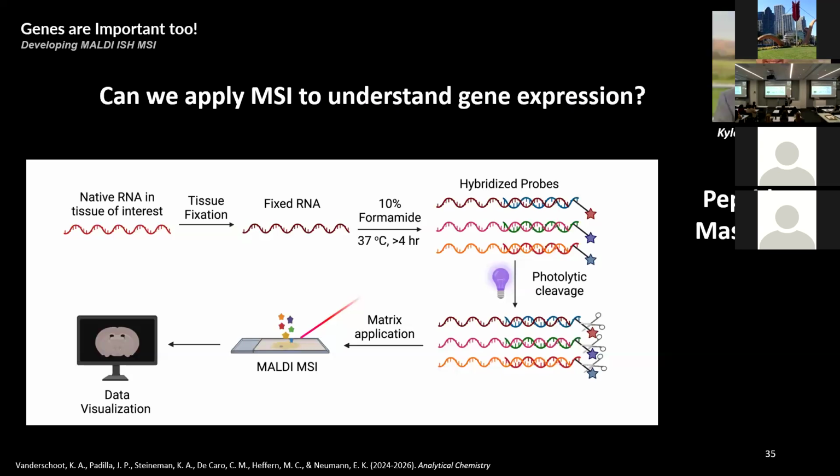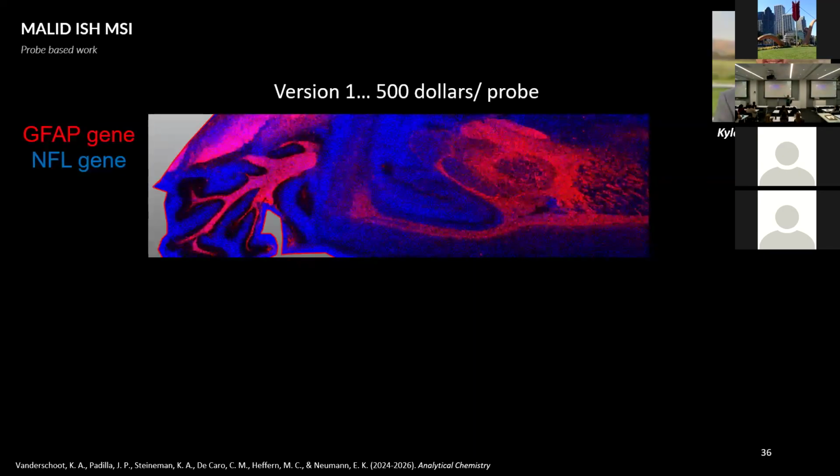So him and I sat, and we're like, the original way of studying RNA expression is through FISH. That's terrible because of spectrum crowding, which mass spectrometry conveniently does not have. So instead of a fluorophore in the FISH assay, we add something that's mass spectrometry reactive, allowing us to detect indirectly where these mRNA are. This is what the data looks like. In red is GFAP, which stains astrocytes, and NFL is a gene that correlates to neurons.